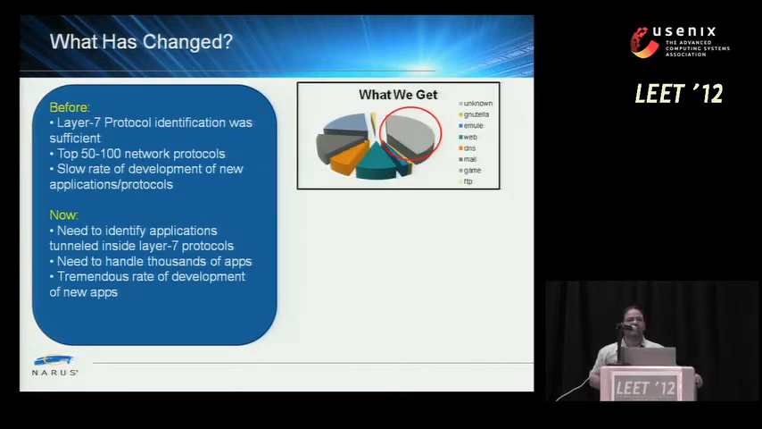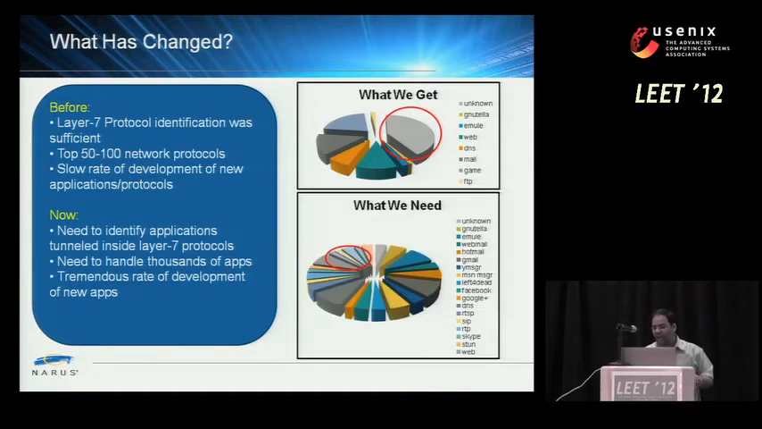What this means is that there is a growing disparity between what the network operators get from the current systems and what they really want to have. What they get is coarse-grained classification with a lot of unknown flows. What they really want to have is fine-grained classification, where they can say that the flow is not just SMTP, but whether it's going to Hotmail, Yahoo Mail, or Google Mail. Also, they want the number of unknown flows to be very low.